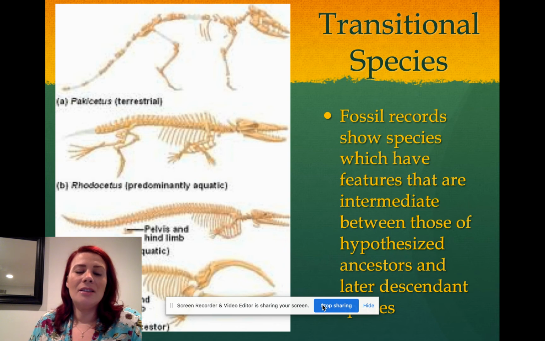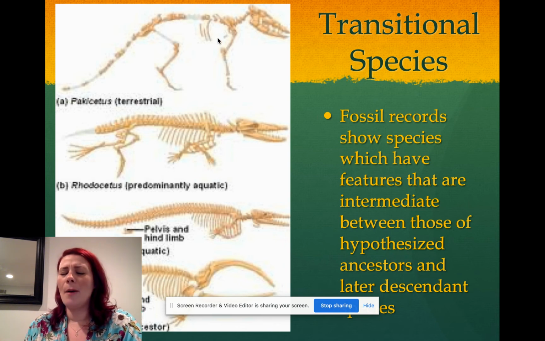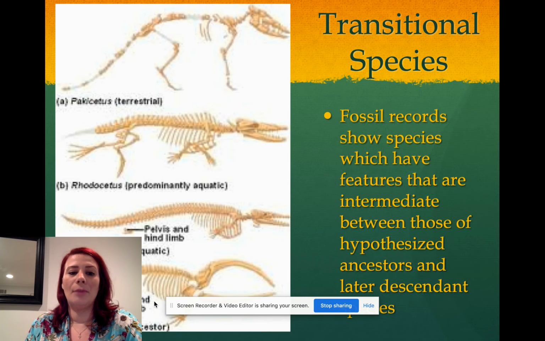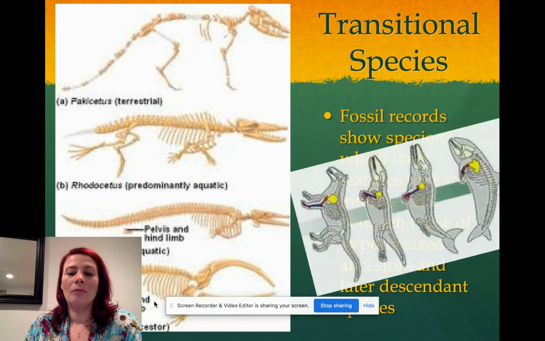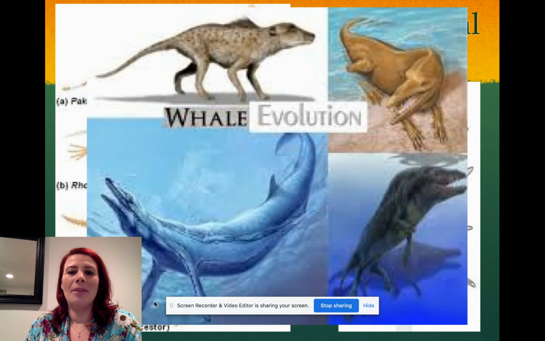Again, this is just giving you an idea with whales. I'll talk about whales a little bit more later, but you can see there are some transitional species from whales over here all the way down here, whales in their present day form. This is giving you kind of the same idea. We'll talk about that a little bit later.